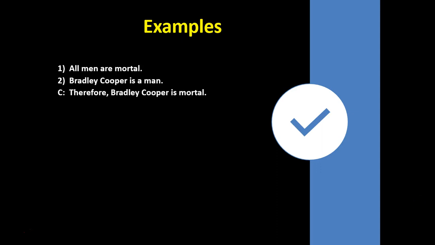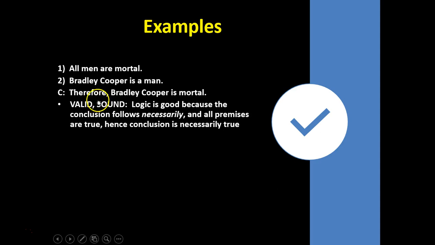Therefore, Bradley Cooper is mortal, right? So what we do is just pretend this is true. Pretend this is true and that you absolutely know it. You ask yourself first, would this conclusion have to be true as well if those two are true? And the answer is yes, it would have to be the case that Bradley Cooper is mortal if all men are mortal and Bradley Cooper is a man, right? So the argument is valid, right?